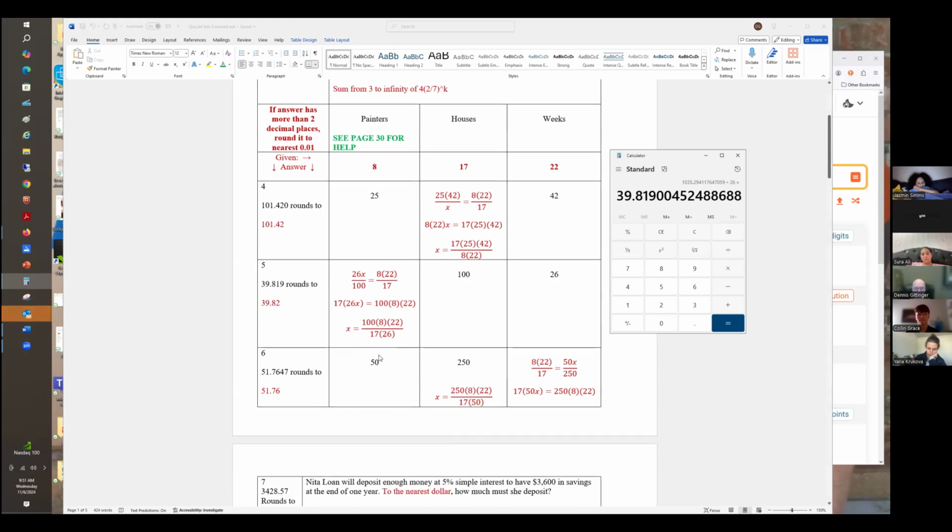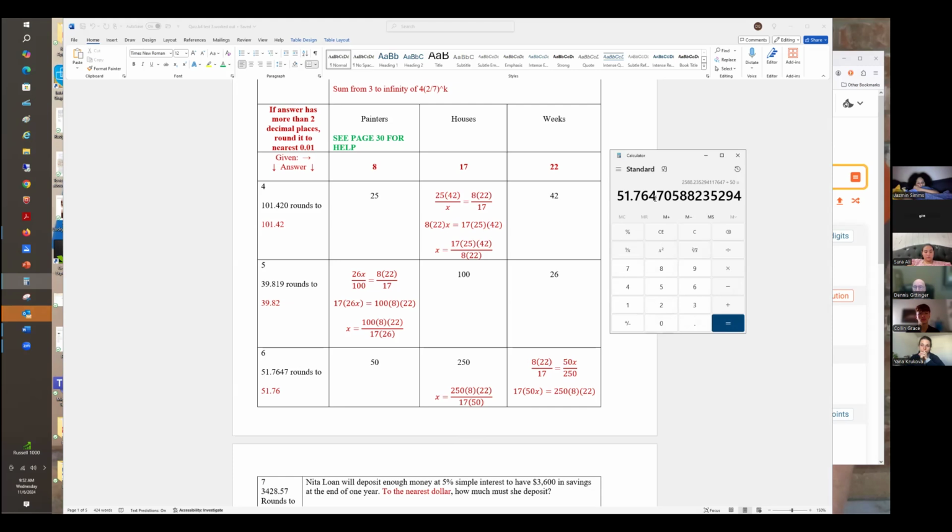Number 6, workers times time divided by work: 50x divided by 250 must equal, again, 8 times 12 divided by 17. So I'm going to do 250, and by the way, you can start with 8 times 22 times 250. It doesn't matter. Times 8 times 22 divided by 17. I have a feeling I made a mistake here. This doesn't look right. 51.7.